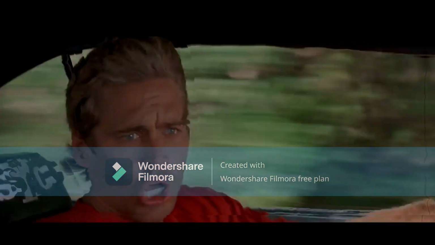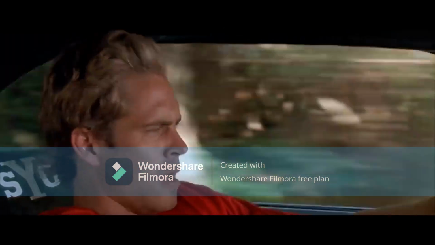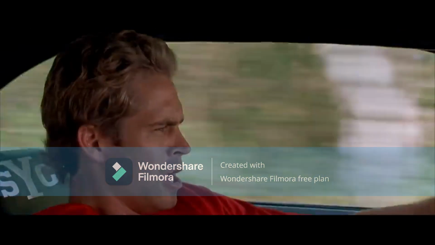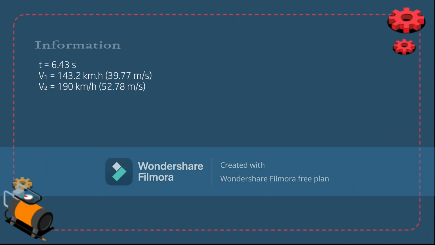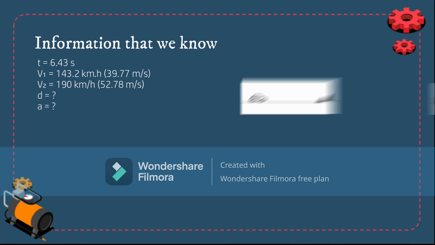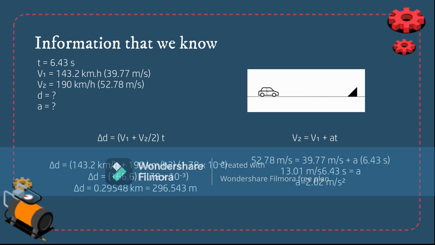The first part of the scene that we are going to analyze is the beginning, when they have an initial velocity of 90 miles per hour and then achieve a final velocity of 120 miles per hour. Now, with that and the time that if we measure it is 6.43 seconds, we have enough information to get the displacement and the acceleration that they have in that period of time. If we use these formulas and we do the calculus, we get an acceleration of 2.02 meters per second squared and a displacement of almost 300 meters.